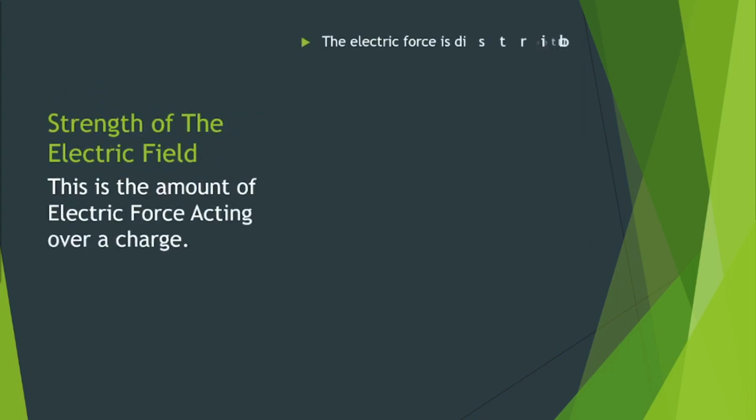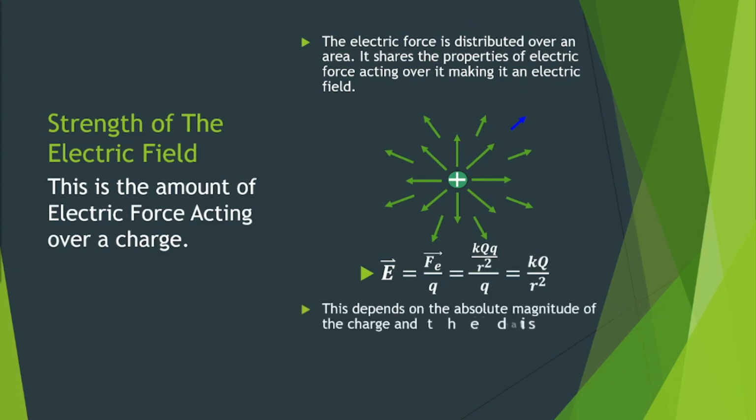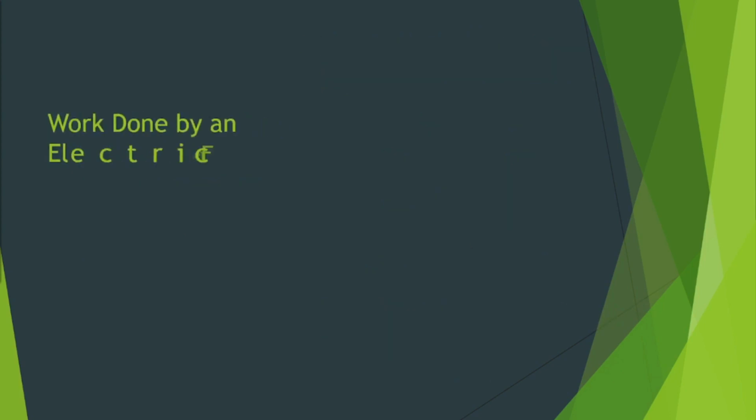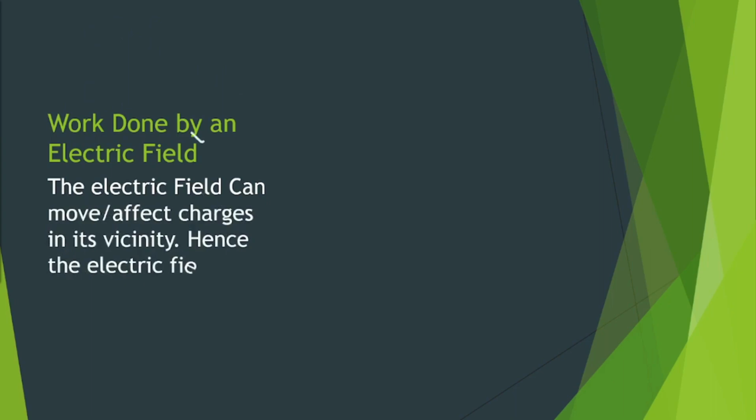The formula for the electric field E is equal to F sub E, the electric force, divided by the magnitude of the charge, Q. This depends on the absolute magnitude of the charge and the distance at which the test charge is placed. Work done by an electric field. The electric field can move or affect charges in its vicinity. Hence the electric field can do work on charges.